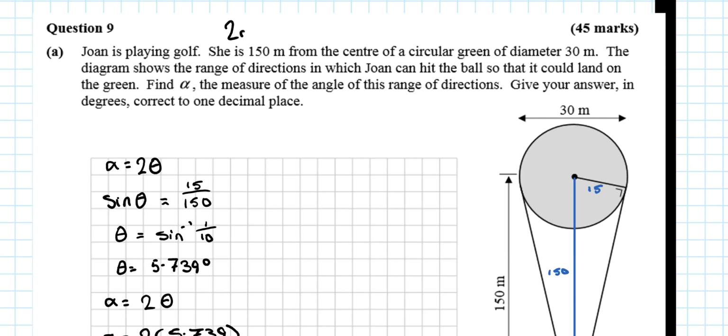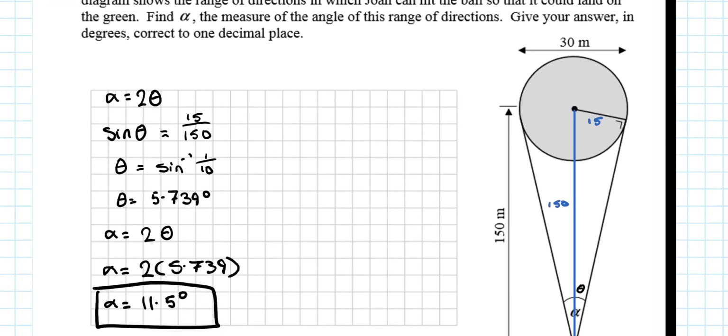So in this video we're looking at 2015 Paper 2 Question 9, Leaving Cert Higher Level maths, an SEC paper. Okay, so Joan is playing golf. She's 150 meters from the center of a circular green of diameter 30 meters. The diagram shows the range of directions in which Joan can hit the ball so that it could land on the green. Find alpha, the measure of the angle of this range of directions. Give your answer in degrees, correct to one decimal place.